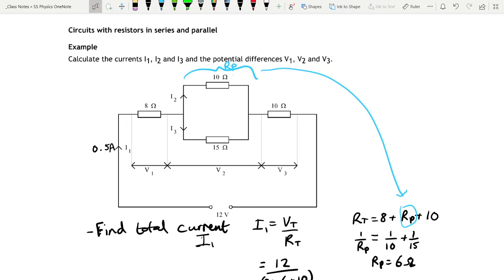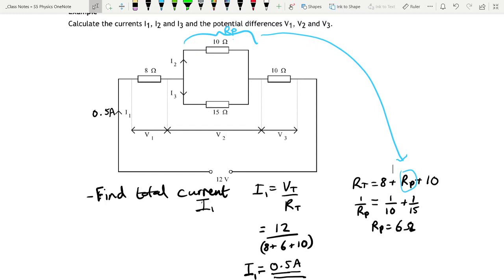Okay, so the solution to this one, which you should be able to do because you have done things like this in National 5, is the first thing to do is to find the total current, which is I1, which is this one here. To do that, you want the total voltage divided by the total resistance. So you need to find the total resistance. It's a combination of series and parallel resistors.